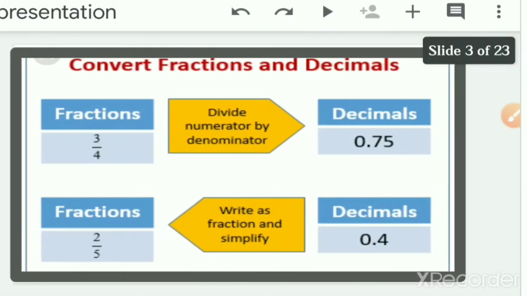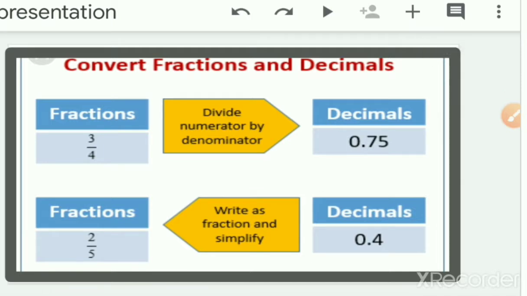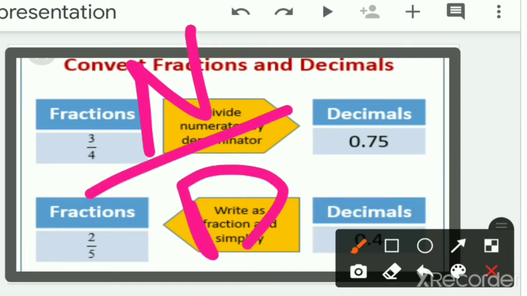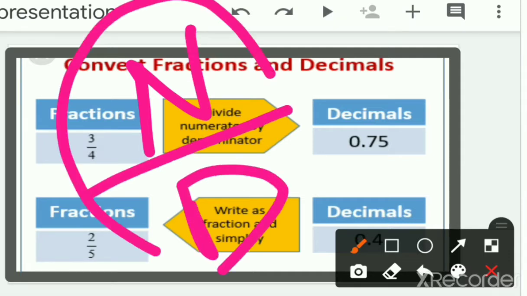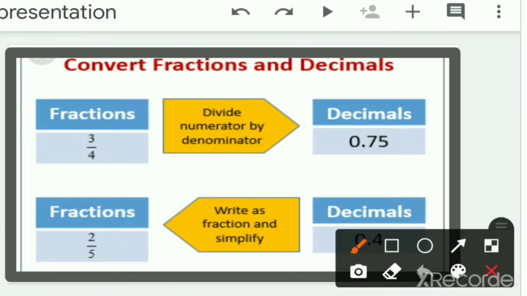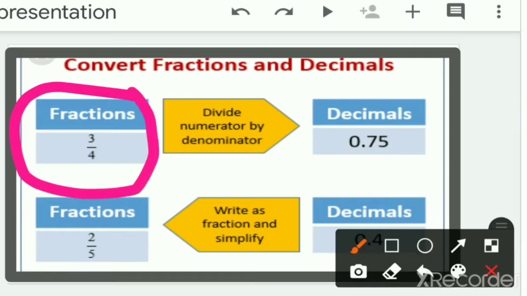Here we have to convert fractions and decimals. You know, a fraction is what? It contains a numerator as well as a denominator, right? This type of number representation is called a fraction. Here we have been given one fraction, that is 3/4.